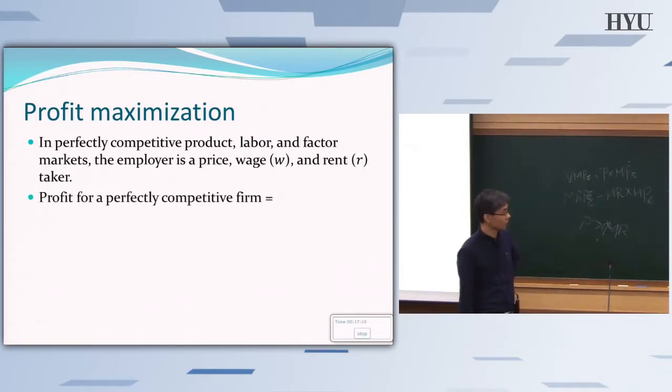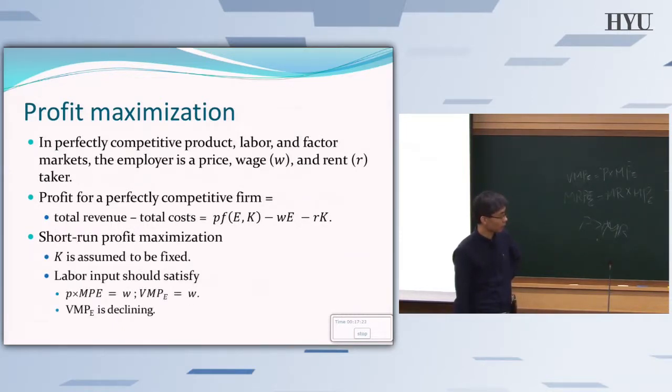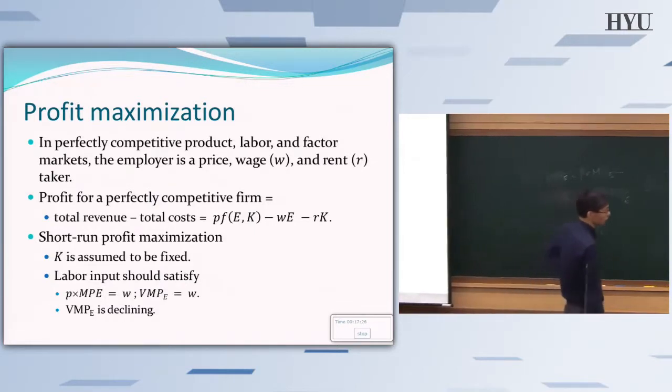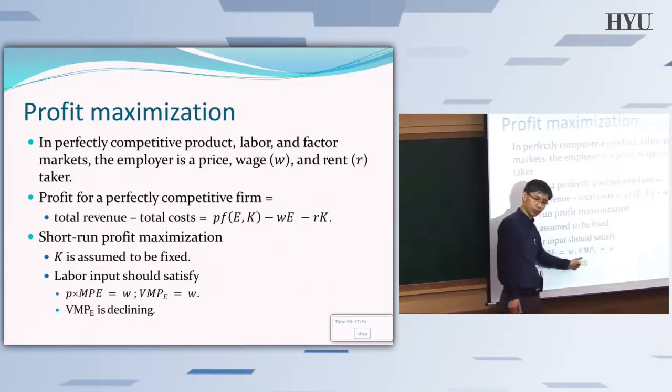So profit for a perfectly competitive firm is the total revenue minus total cost, which is P times Q minus WE minus RK. And in the short run, we assume K is fixed. And then we saw that the profit maximizing condition is VMPE equals W.